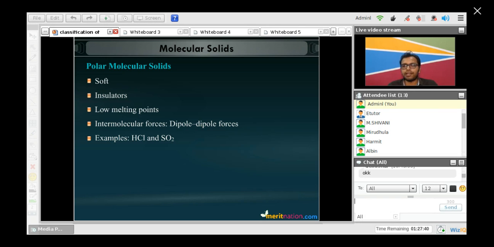The charge carrier can be ions, right? But in this case you don't have any ion. Clear? And neither is there any free electron. So that's why it won't conduct electricity.